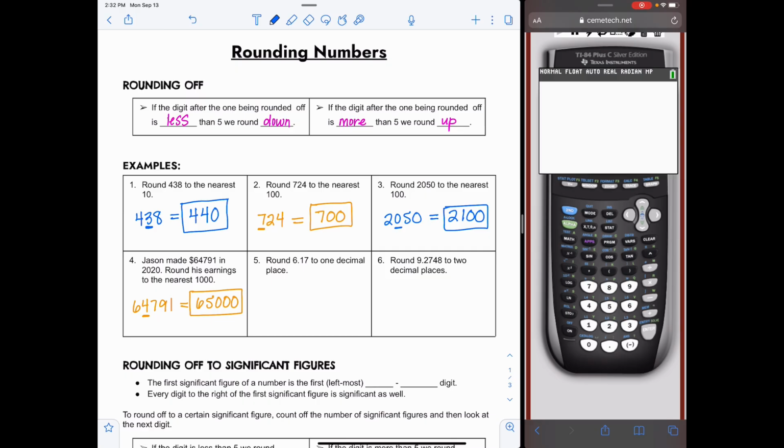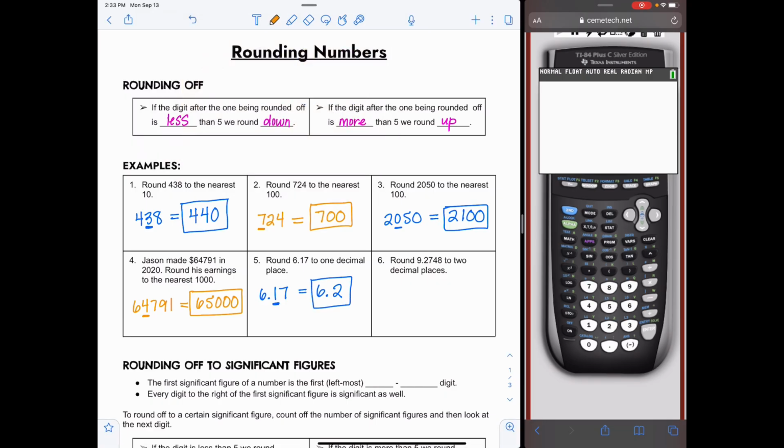Number 5, round 6.17 to 1 decimal place. If we say round to 1 decimal place, that means we only want to see one number after the decimal, which means we need to round to where that 1 is. And the 7 is going to make that 1 a 2. So we should have 6.2.